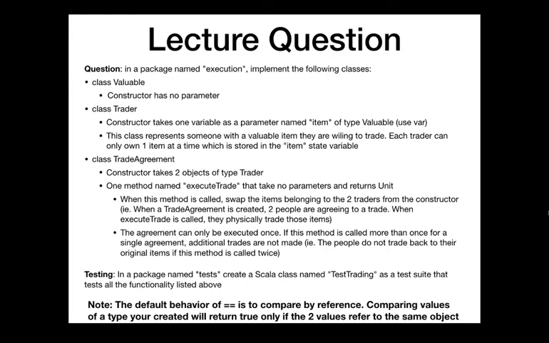For the lecture question, I'm going to hit you with the references again. Here we're going to have 3 classes. We're going to work with references of these classes. One, a class named Valuable, which is going to represent some valuable item that a person can own. It has no constructor parameters, it has no methods, it has no state variables. It's just basically kind of nothing. It's just a thing. It's just a Valuable.